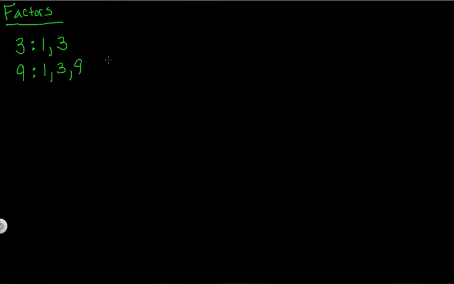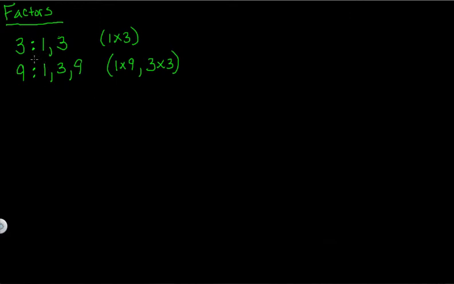And again, this comes from 1 times 9 to give us 9, or we can do 3 times 3. So the factors are 1, 3, and 9, versus with 3, the only numbers we can multiply to give us 3 are 1 times 3. So we're looking at common factors.